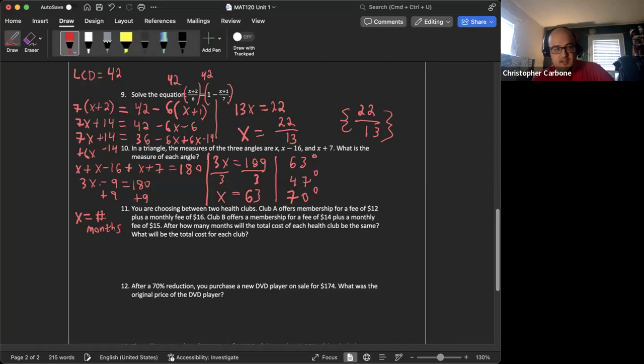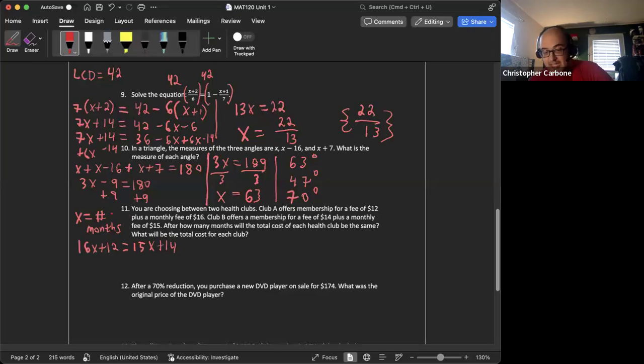So in this case, for Club A, this would be 16x plus 12. Club B would be 15x plus 14. And we want to set these equal to each other for the costs to be the same.